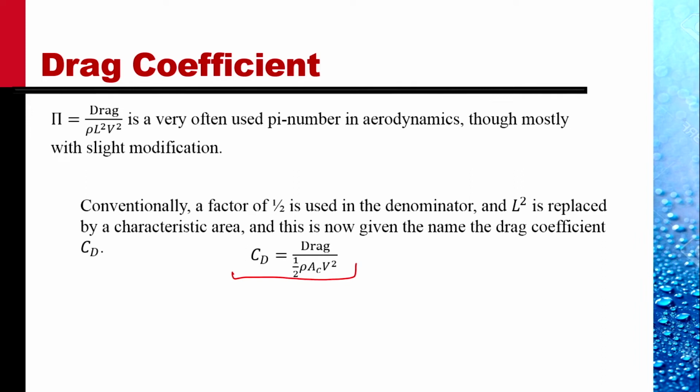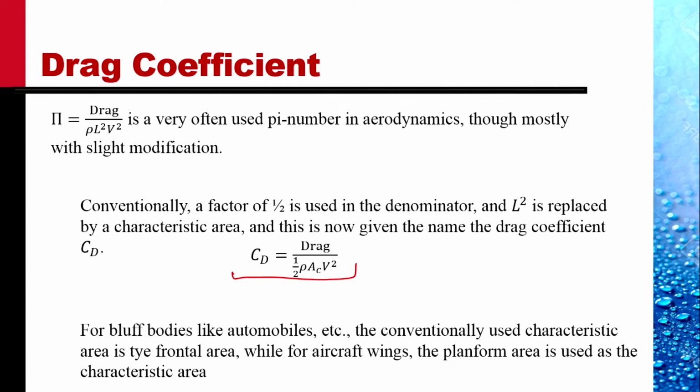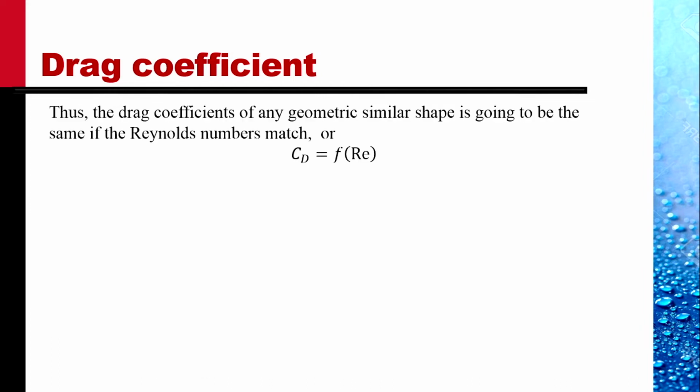The characteristic area depends upon the geometry. For bluff bodies like automobiles, etc., the conventionally used characteristic area is the frontal area, the area that meets the flow in the face. While for the aircraft wings, the planform area of the wing is used as the characteristic area. Thus, the drag coefficient of any geometrically similar shape is going to be the same if the Reynolds numbers match. That is, CD is a function of Reynolds number for same geometric shape.